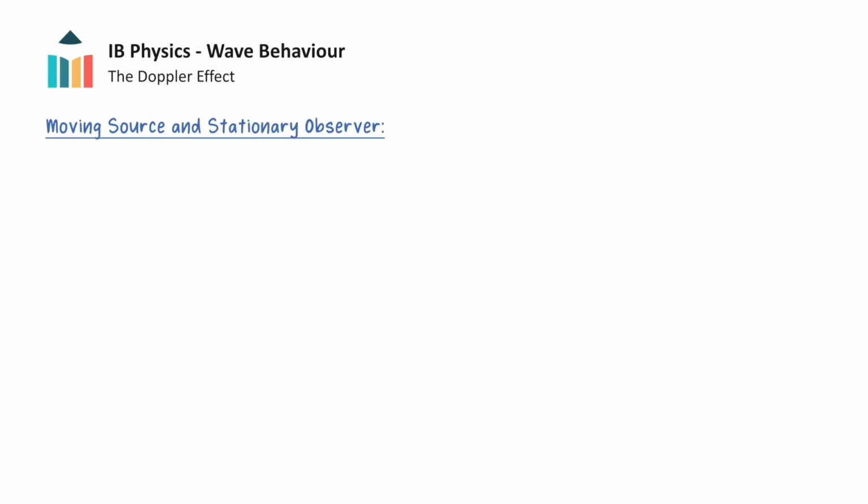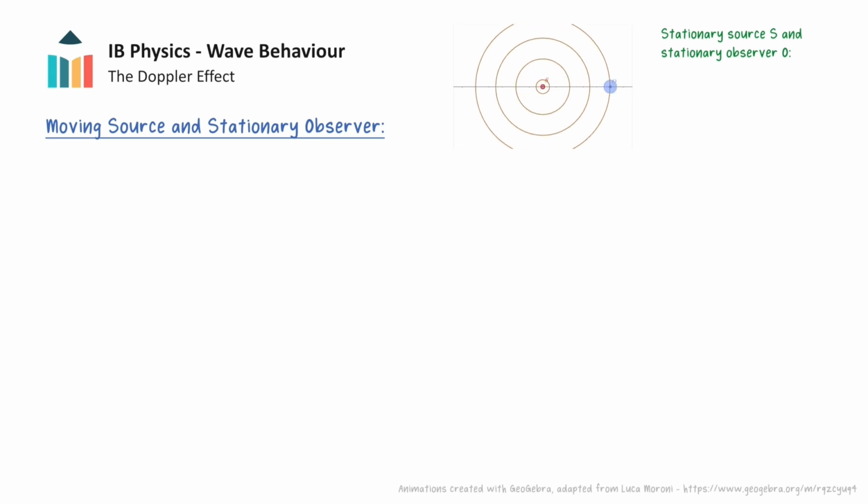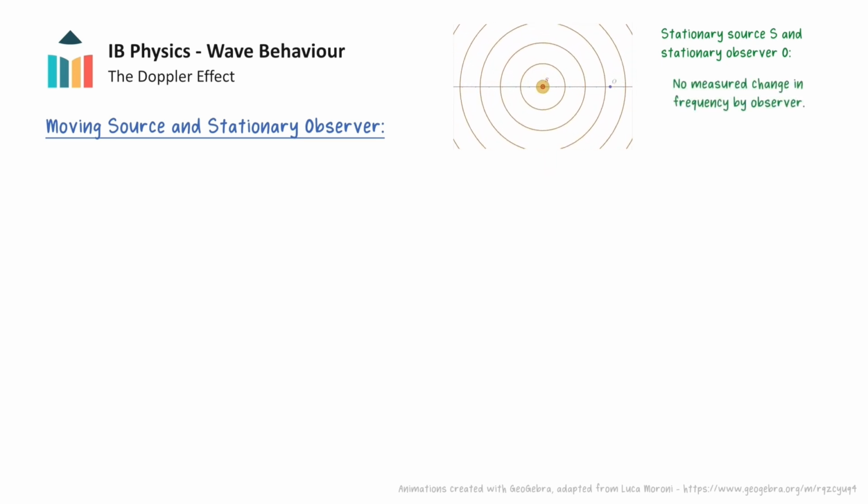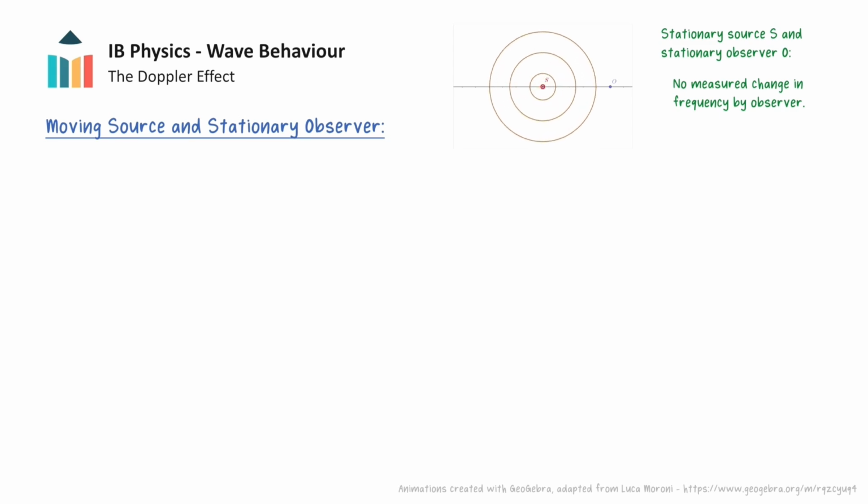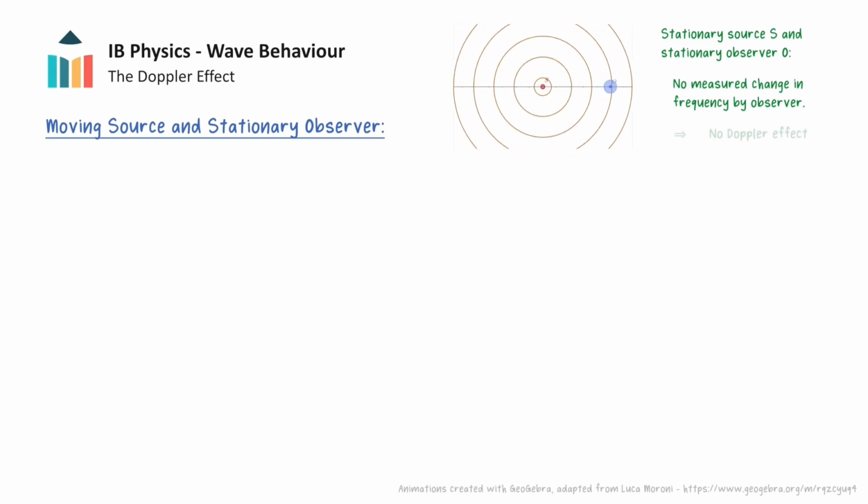The Doppler effect can be explained using wavefronts. Consider first a stationary source S emitting sound waves at a given frequency. If we have a stationary observer O, the wavefronts reach the observer at the same frequency as they are emitted, so they will measure the same frequency of sound that is emitted, and no Doppler effect is observed here.